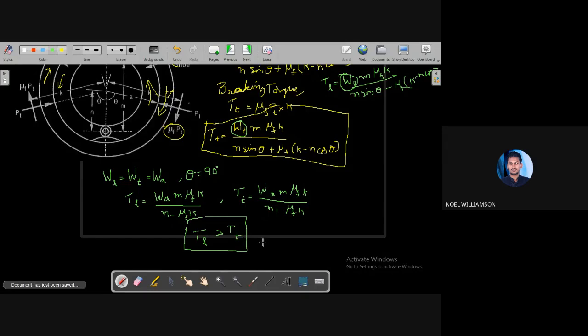And the total braking torque we can represent as T, which will be equal to TL plus TT. This is the total braking torque. So by this, I think we can conclude.